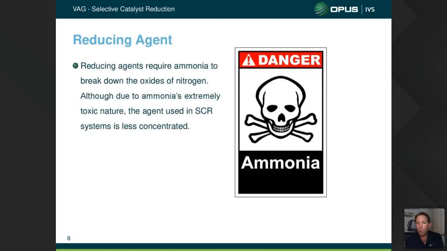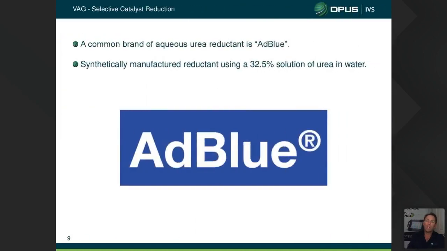So reducing agents require ammonia to break down the oxides of nitrogen. Although due to ammonia's extremely toxic nature, the agent used in SCR systems is much less concentrated. I believe about 32% ammonia. Yeah, here we go. AdBlue is the common brand, a synthetically manufactured reductant using a 32.5% solution of urea in water. So it's definitely not 100% ammonia, which is quite corrosive.